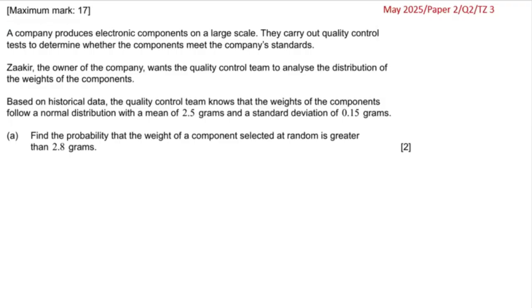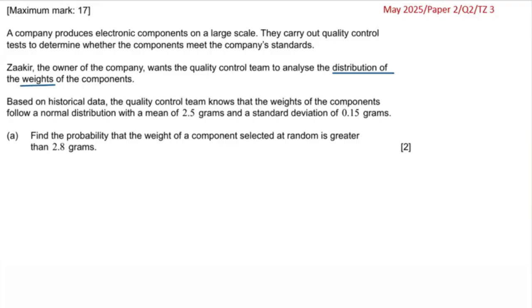A company produces electronic components on a large scale. They carry out quality control tests to determine whether the components meet the company's standards. Zakir, the owner of the company, wants the quality control team to analyze the distribution of the weights of the components. Okay, so it's a distribution and it is of weights. So it sounds like it's a continuous distribution.